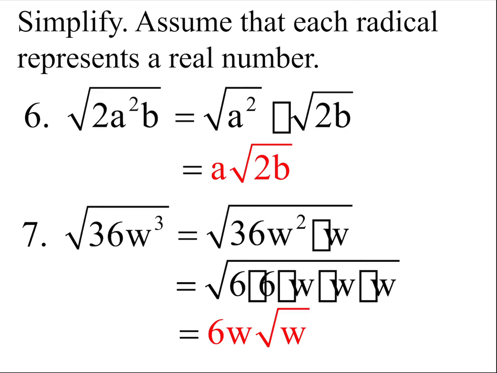Number 7 is going to have a similar situation. Okay? So if I take the square root of 36 w cubed, and I break that up, I get 36 times w squared times w, okay? Well, I know the square root of 36 is 6, and I know the square root of w squared is w. Well, absolute value of w. So I can break it up into all its parts, and I can get that this is 6 times the absolute value of w times the square root of w.